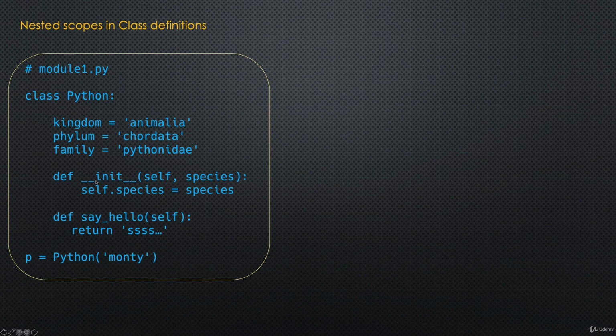So that is a scope. And that module has its own global scope that contains the symbol Python, basically this class, and the symbol p, which is this instance of the class, right? So the symbols point to other objects. So Python, the symbol, points to the actual class, and p points to the instance of that class.